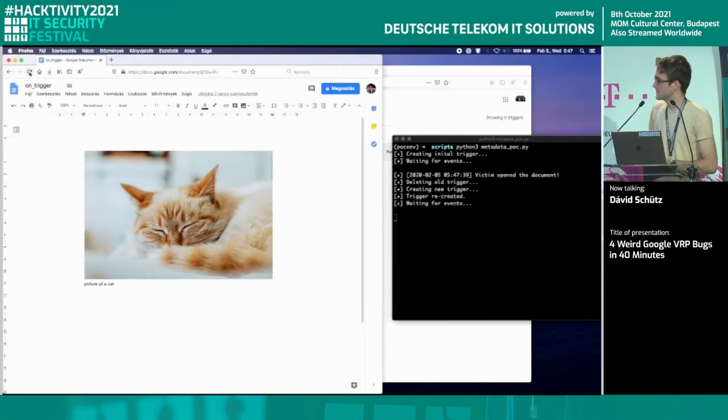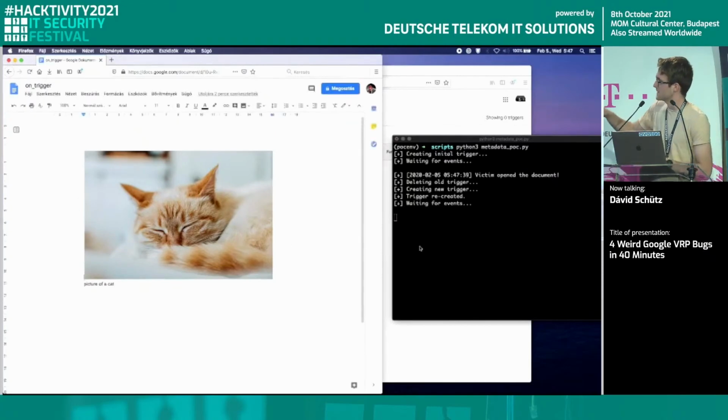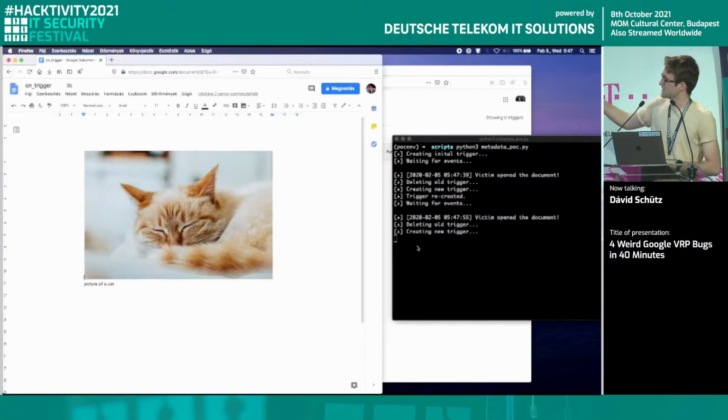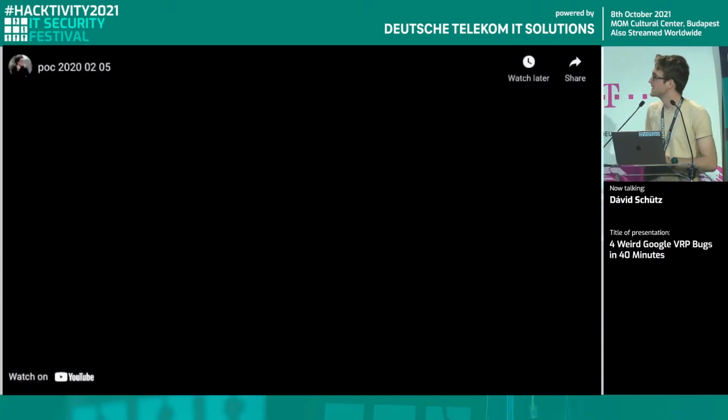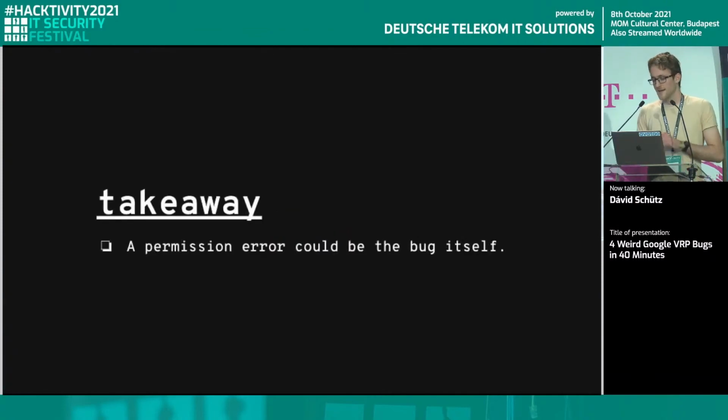So it basically deleted the old trigger and made a new one and started polling that state, waiting for it to become disabled. And as soon as I refresh with the victim, it notices it once again and recreates the trigger, doing this forever in a loop. This bug got a $3,000 reward. I hope I was able to trick you for a few seconds in the previous slide and making you think that this behavior was indeed secure, but it looks like that sometimes giving a permission error could be the bug itself.